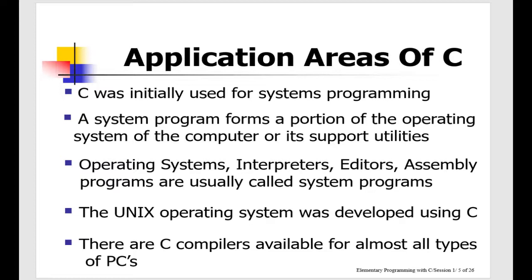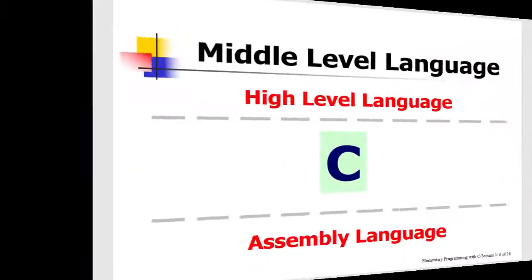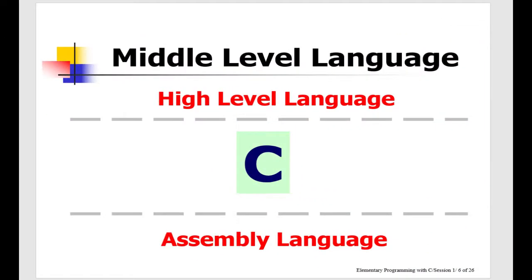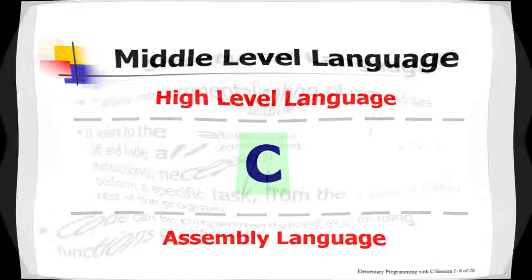Now, where exactly does C fit in the programming ladder? Now, C can be classified as a mid-level language because it offers you the capabilities of high-level languages like Java or something like C Sharp. You program in English-like statements, but it also gives you the power and flexibility of the assembly language, whereby you can create code that is very close to the machine language, meaning that once you write your programs in C, they execute very fast.